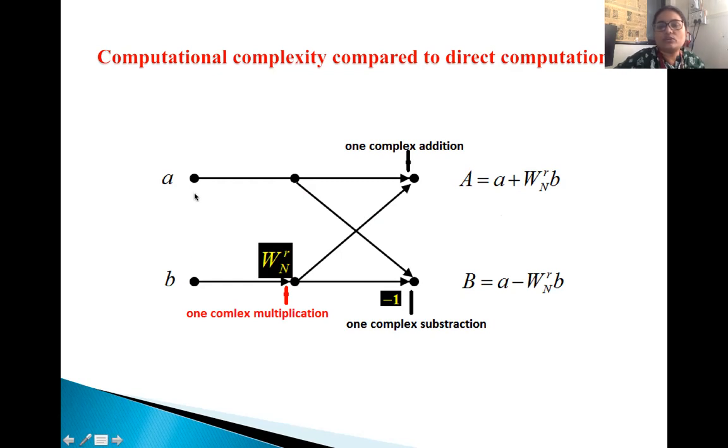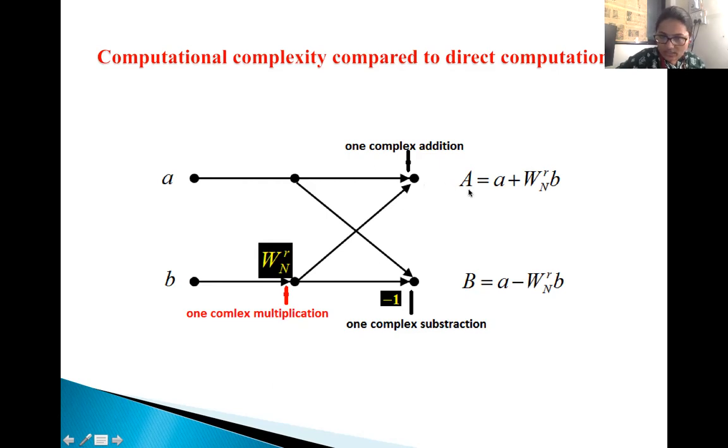In this computation, let us say there are two inputs, A and B. Now at this point, B is multiplied by a twiddle factor, so this is the W factor. B input is multiplied by the twiddle factor and taken to this point, and A comes from here. So at this point one complex addition is taking place, and at this point one complex multiplication is taking place.